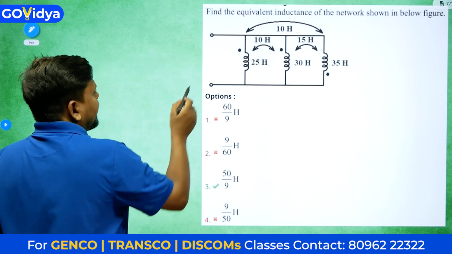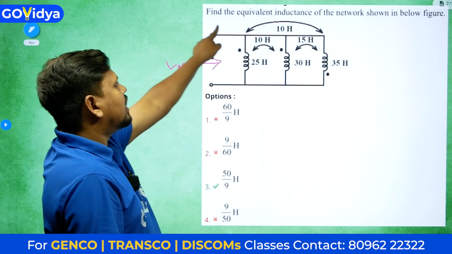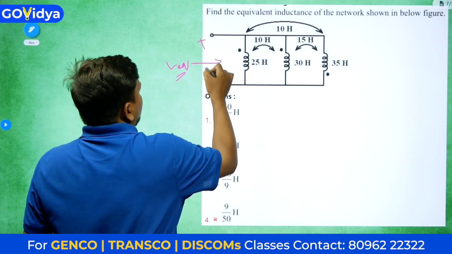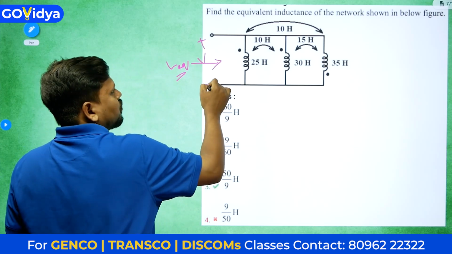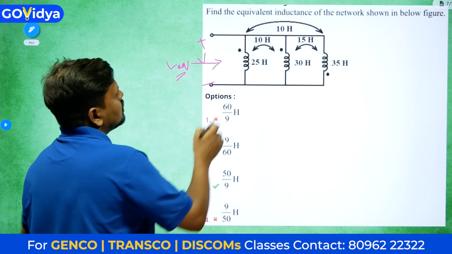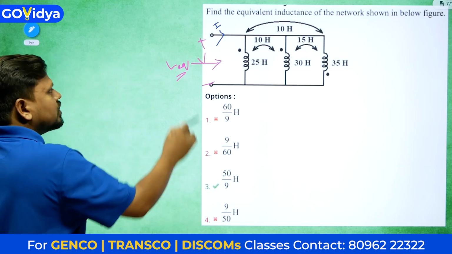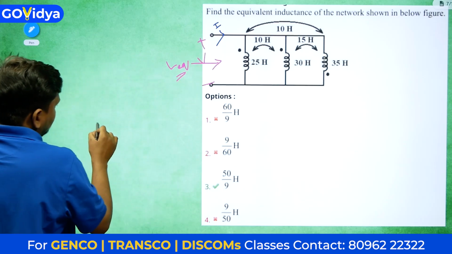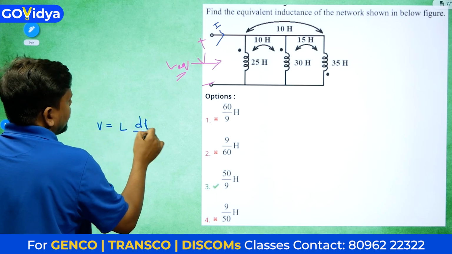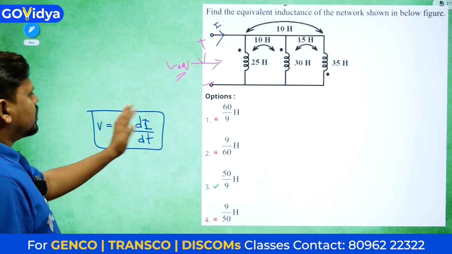See, if you can find the equivalent inductance between these two, that's what they are asking, right? Find the equivalent inductance of the network shown in the below figure. That means some voltage will be there between these two. If you apply some voltage, it may be AC voltage or DC voltage, for a fraction of a second, then definitely some current will be flowing inside. So what is the relation between this voltage and current in terms of an inductor? V equals L into di by dt.